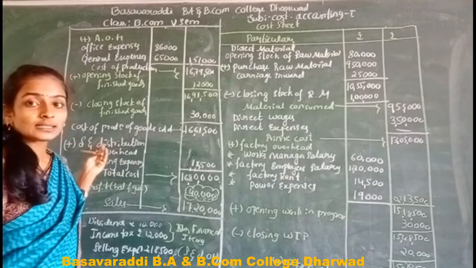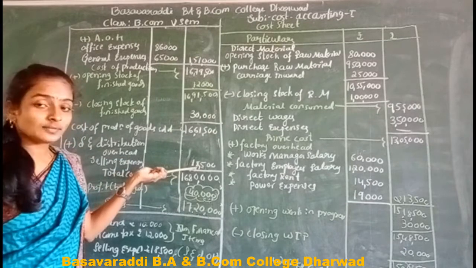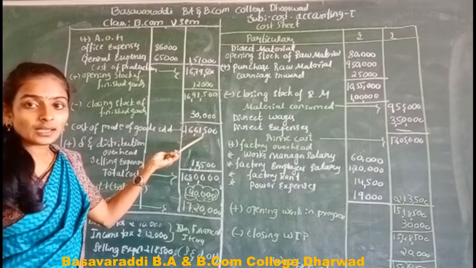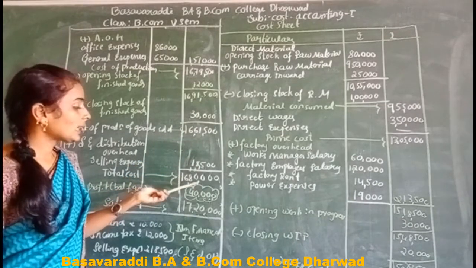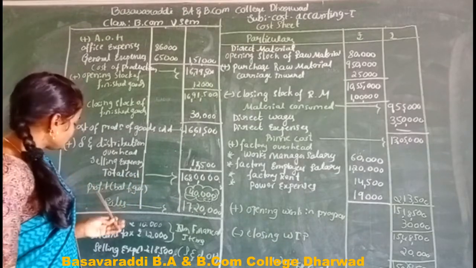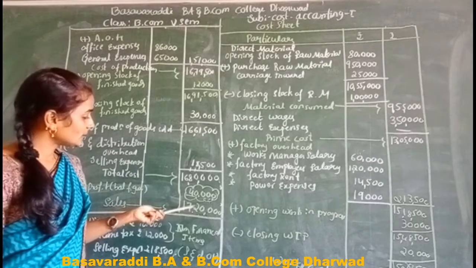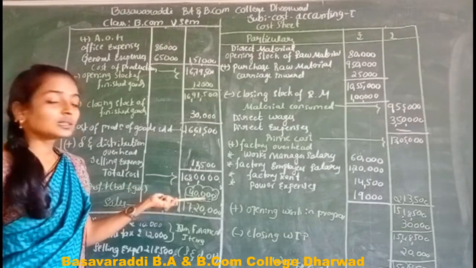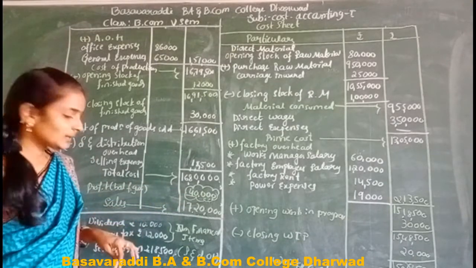Next head is selling and distribution. In that, selling expenses 18,500. 16,61,500 plus 18,500 is 16,80,000. It is called total cost. Sales for the year is 17,20,000. 17,20,000 minus 16,80,000, the remaining amount is 40,000, which is called profit, the balancing figure.